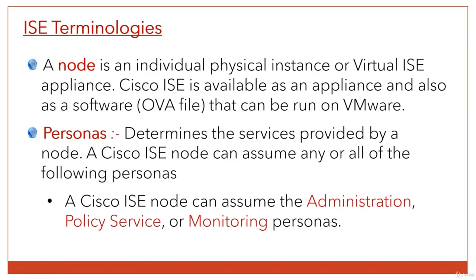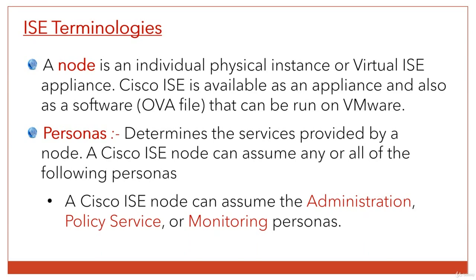First thing, I'll start with the node. What is the definition of node? Now this node can be a physical instance or can be virtual. So you can deploy the OVA file, or maybe you may have some ISO files that you can extract and install over virtual images or hypervisors, etc. So it may be hardware, it may be virtual.